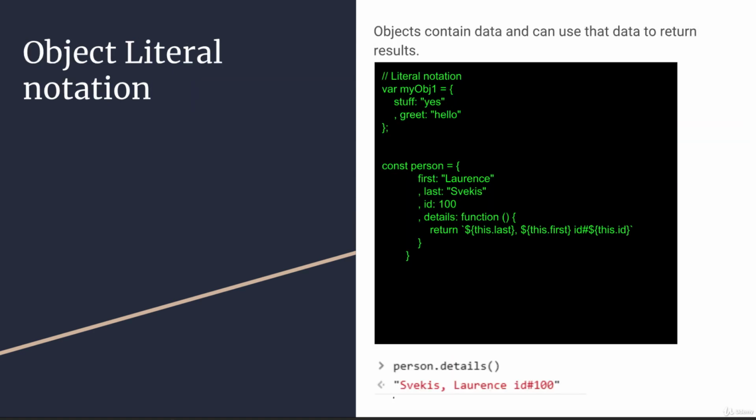There's a number of ways to create objects. Typically you might be familiar with the literal notation, where, just as we would with a variable, we create a variable and then we've got the curly brackets, and then we've got a name and a value, a name and a value, and then we can return that information back from the object.